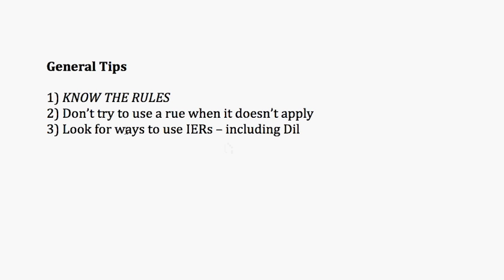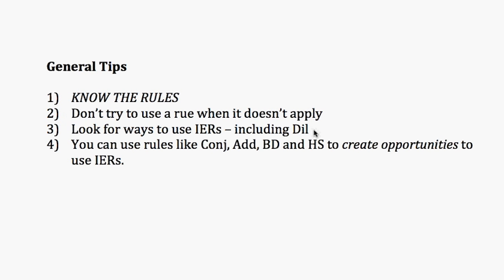Always keep on the lookout for ways to use information extracting rules. They are what drive proofs, and remember that dilemma is an information extracting rule. And finally, you can use these rules like conjunction, addition, one of the forms of biconditional definition, and hypothetical syllogism. You can use those to make opportunities to use information extracting rules. And sometimes they're what you need to use to get the last line of a proof.